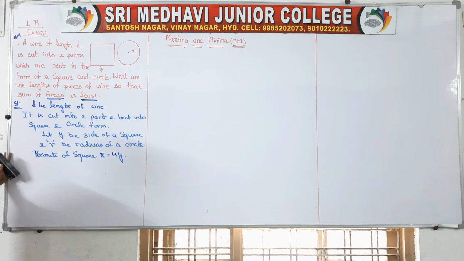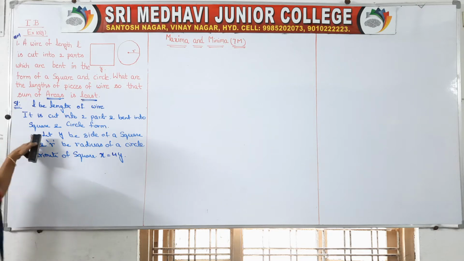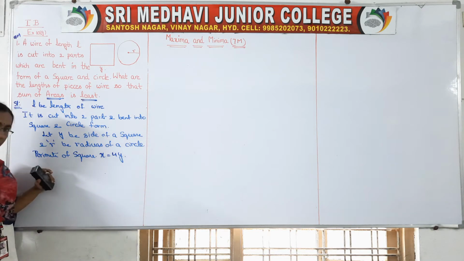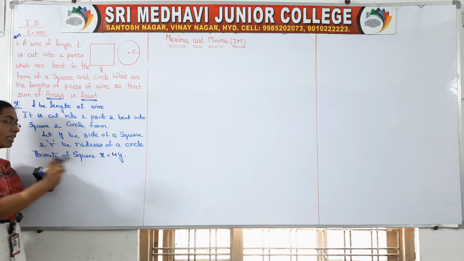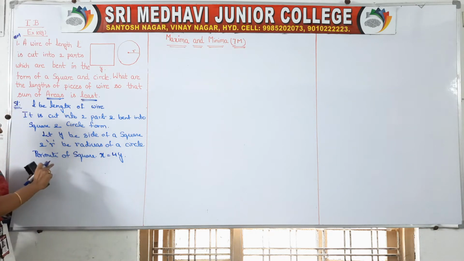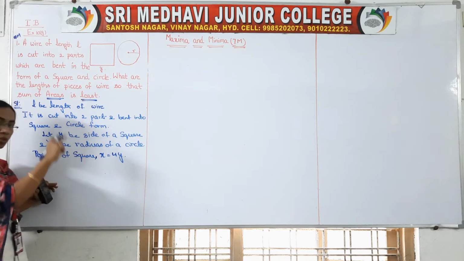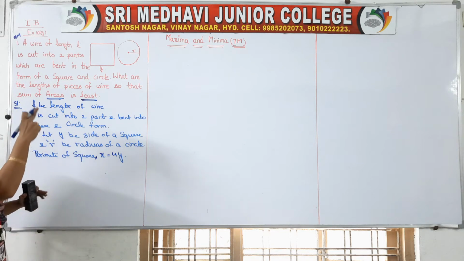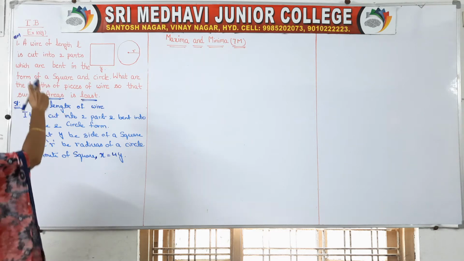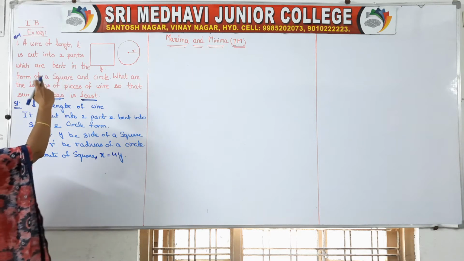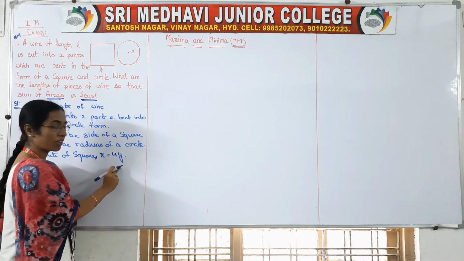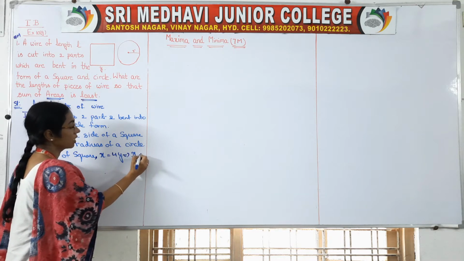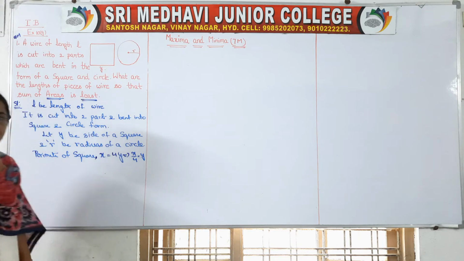Cut into two parts, bent into square and circular form. So in that length L, the first part length is x. So the perimeter of the square total is nothing but x. But we have taken one side as y, so perimeter means y plus y plus y plus y, it is 4y. So x by 4 is equal to y.